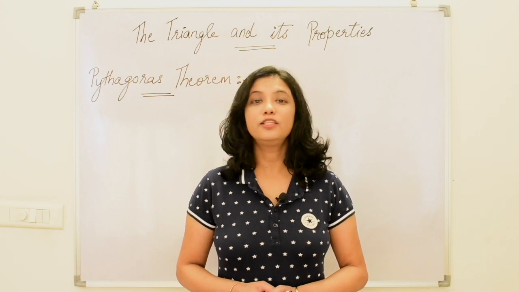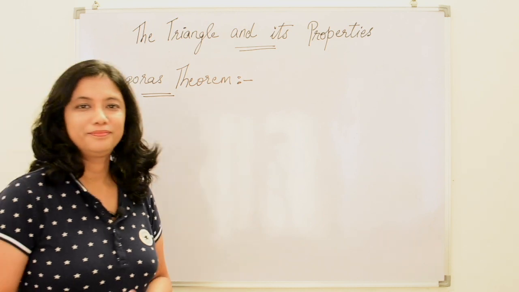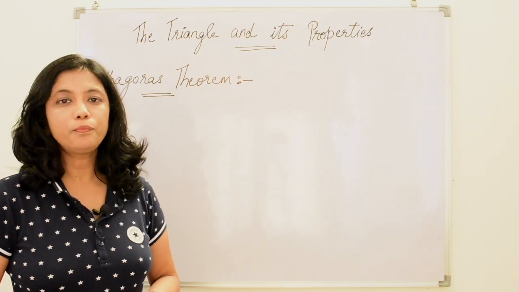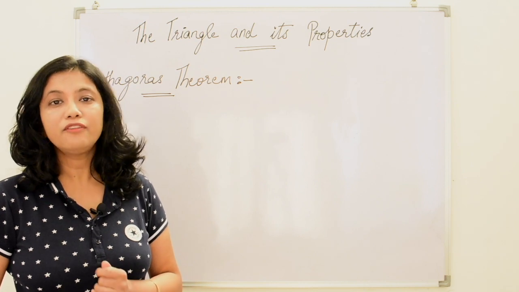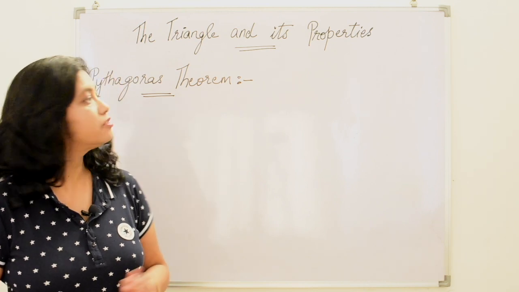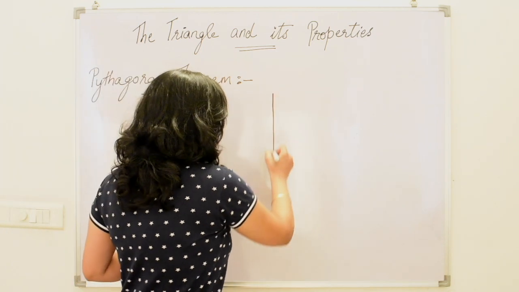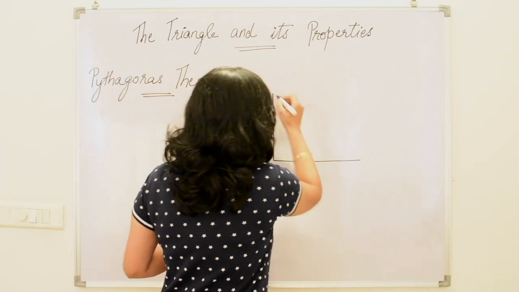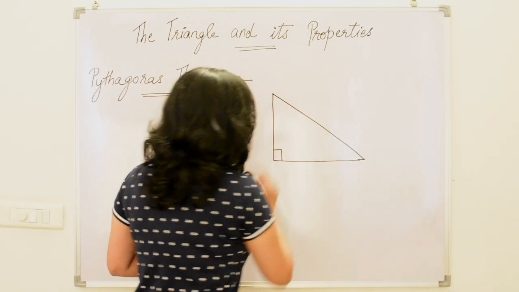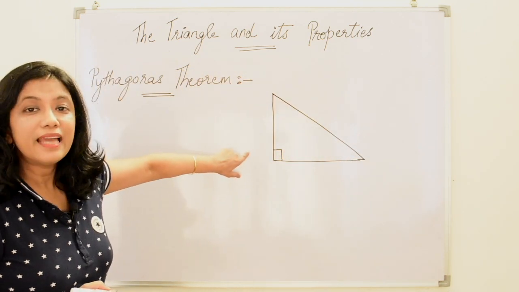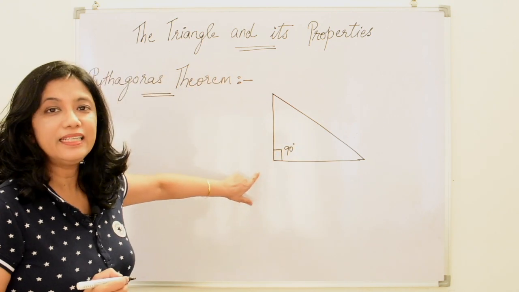I am Monica and today we will study triangle and its properties. Today we will study about Pythagoras theorem. See, the Pythagoras theorem is true only for right angle triangles. So let us first see what is a right angle triangle. This is a right angle triangle. Here this angle is equal to 90 degree.